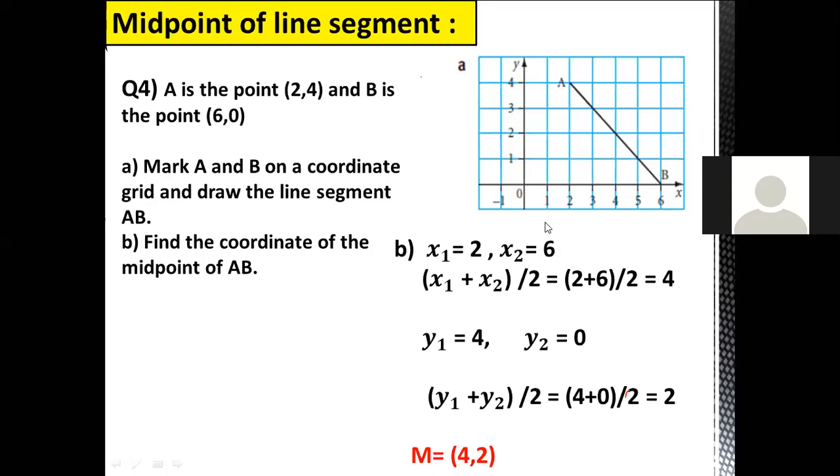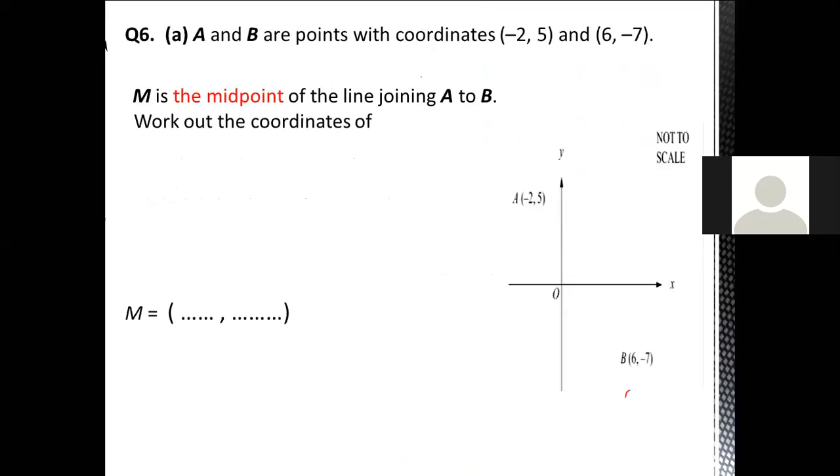Okay. So you can find it on the grid, or you simply do this calculation: x1 plus x2 divided by 2, y1 plus y2 divided by 2. So you would find your answer. Thank you. Let's go for this exercise.